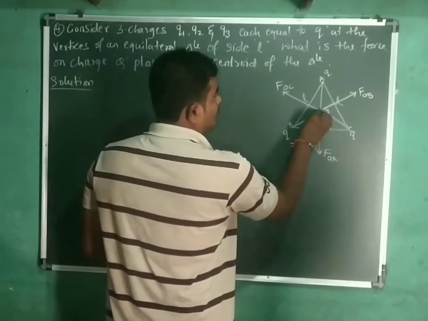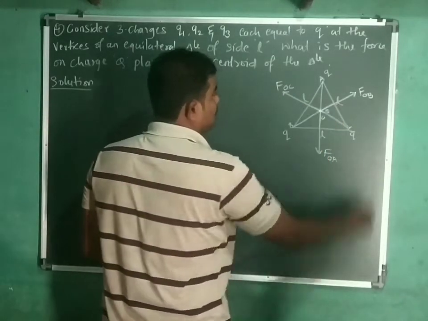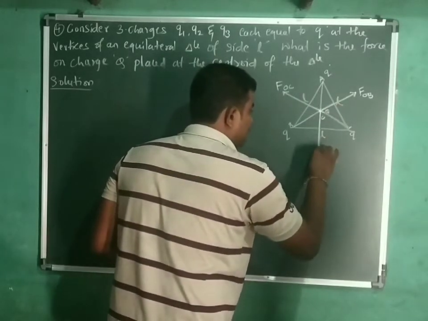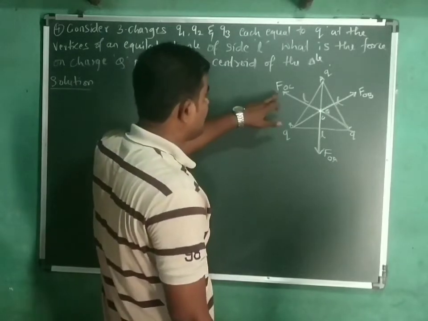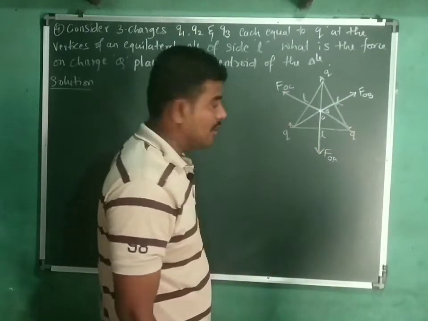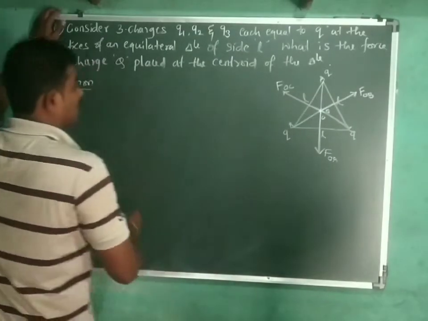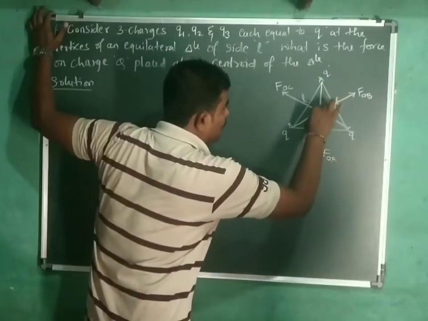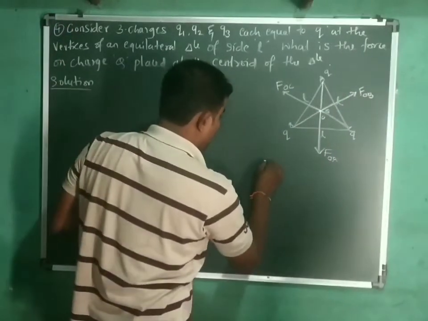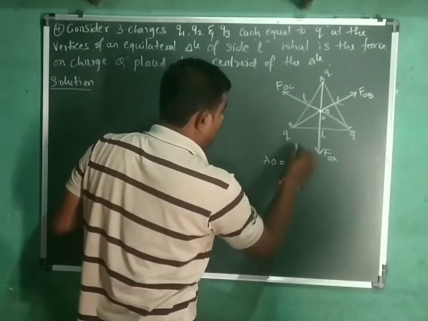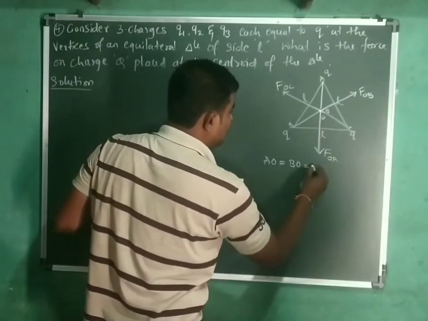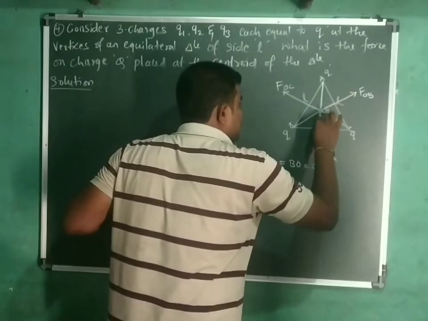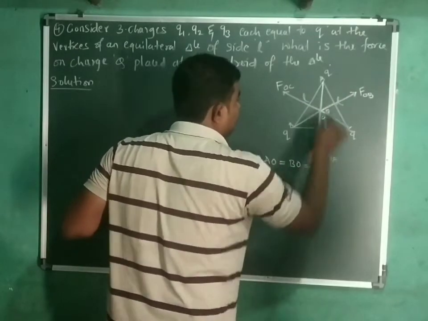FOB and FOC have an angle of 120 degrees, and one force is in this direction. Totally there are 3 forces: FOC, FOB and FOA. So first we shall find out FOA. To find FOA, we need the distance AO, and distance AO is equal to BO is equal to CO. So first we shall find this total distance, let us call it AD.